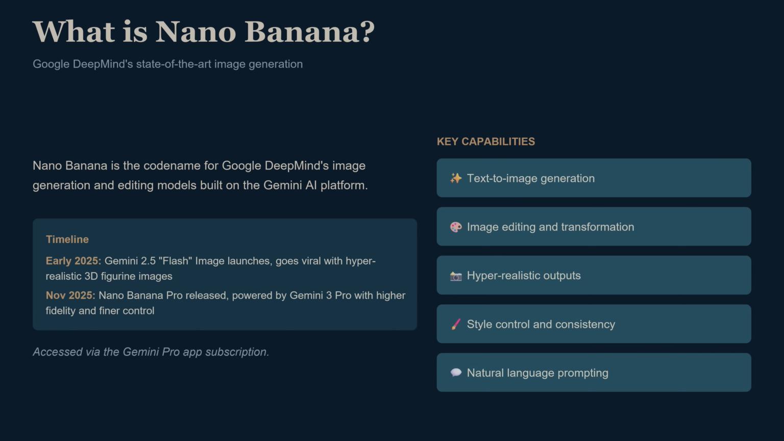What is Nano Banana? That is the code name for Google's DeepMind image generation models built on Gemini. It launched in early 2025 and went viral for its hyper realistic outputs. I access it through my Gemini subscription. It handles text to image editing, and has excellent style control.